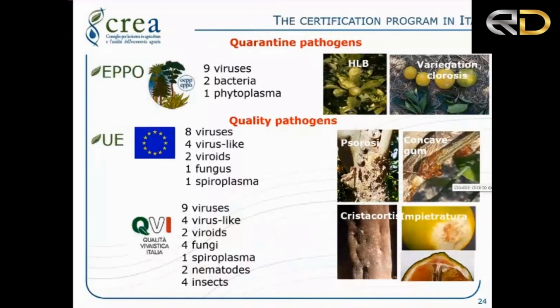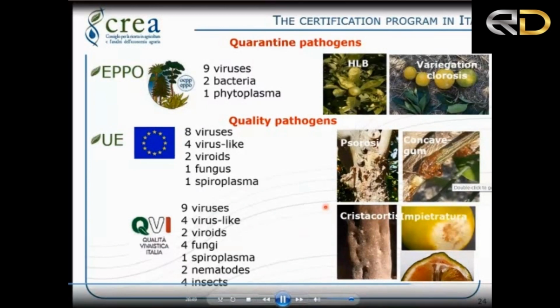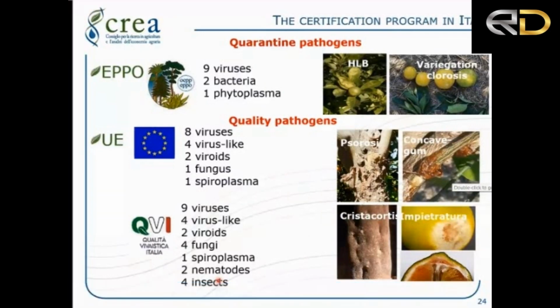About the certification program in Italy, we have first of all to say that according to the European legislation, there are two kinds of pathogens. Quarantine pathogens are those which are not yet present in the Mediterranean area, so the introduction of quarantine pathogens is prevented. The quality pathogens, on the contrary, are pathogens that are still present in our territory. According to the certification program, the presence of these pathogens has to be controlled and excluded in all the plant materials which are commercialized not only within the European territory, but also in the Italian territory.